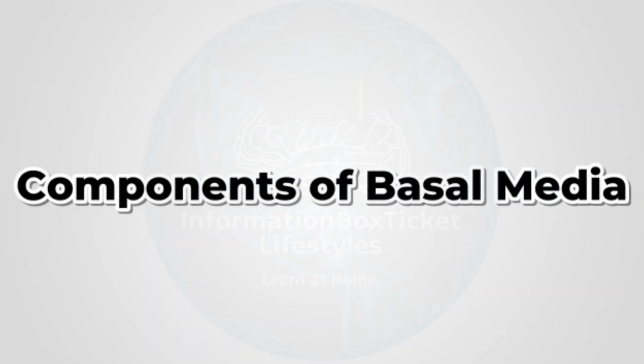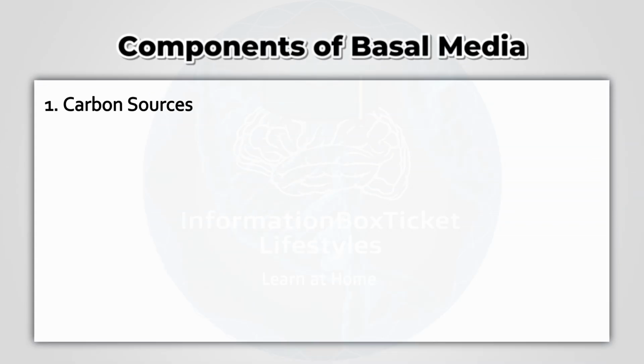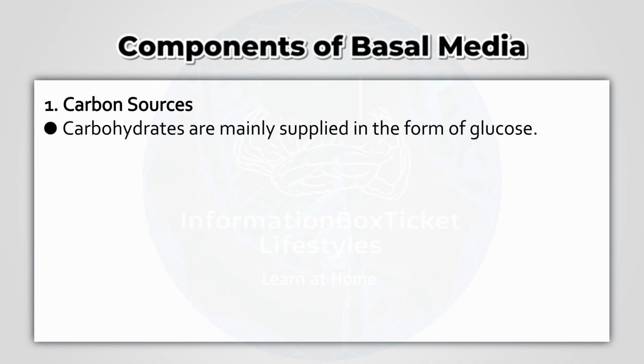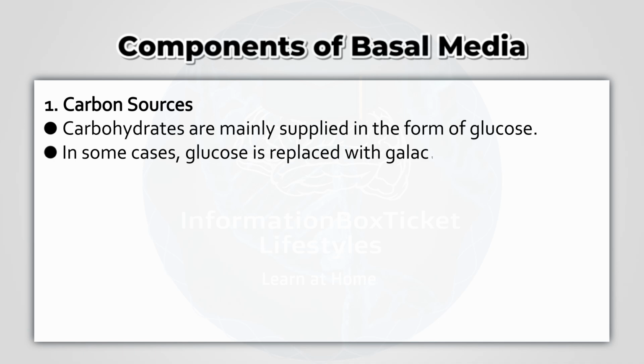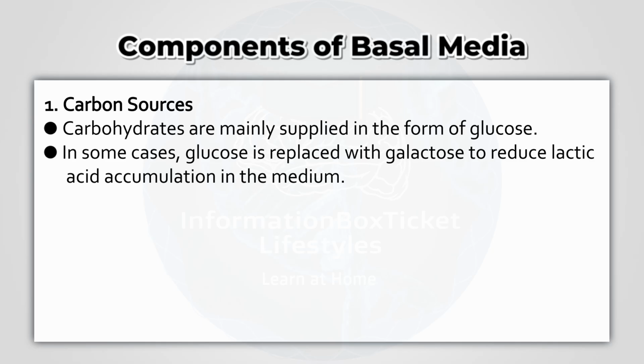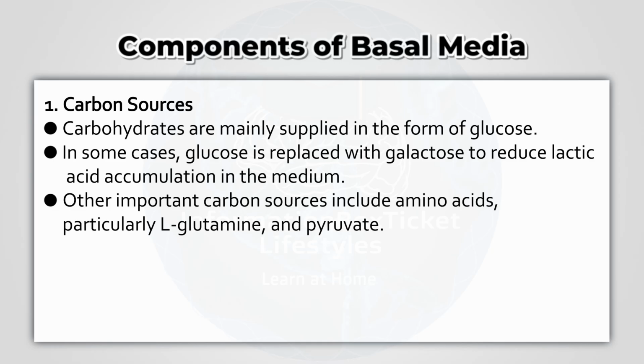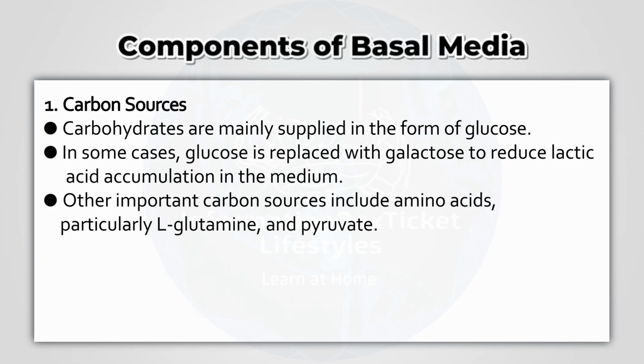Components of basal media. 1. Carbon sources. Carbohydrates are mainly supplied in the form of glucose. In some cases, glucose is replaced with galactose to reduce lactic acid accumulation in the medium. Other important carbon sources include amino acids, particularly L-glutamine and pyruvate.